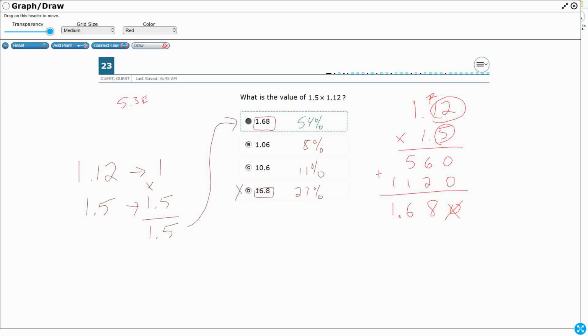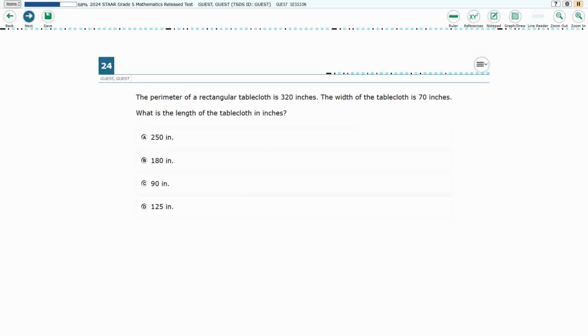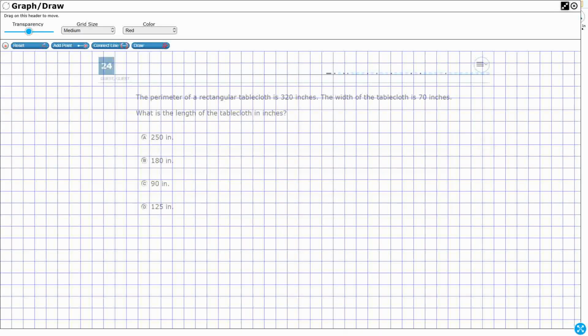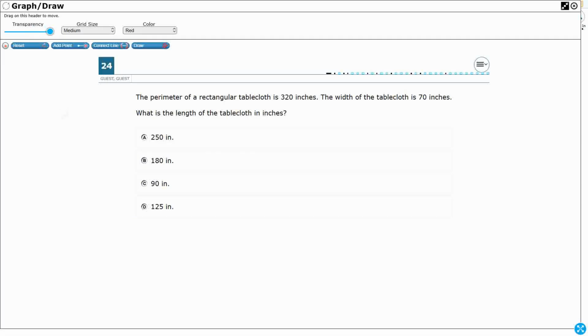So this is really testing students' ability to find the correct spot for the decimal point once we are done multiplying. This is our 16th hardest item on the test. And the practice here for students is definitely about where to put the decimals, not necessarily how to perform the calculation. Number 24, we've got area, perimeter, and volume. This is 5.4H. And we have the perimeter of a rectangular tablecloth is 320.